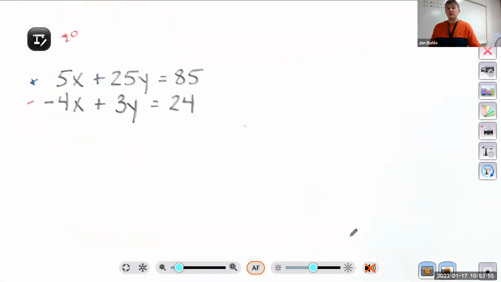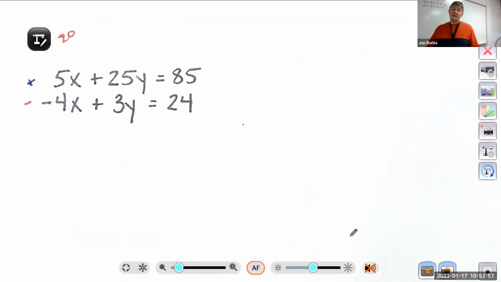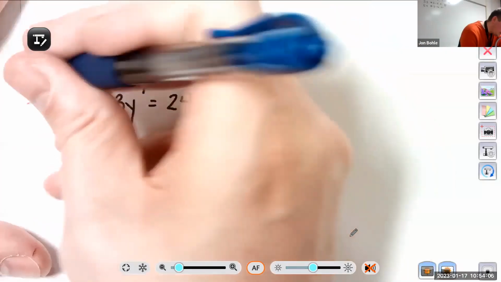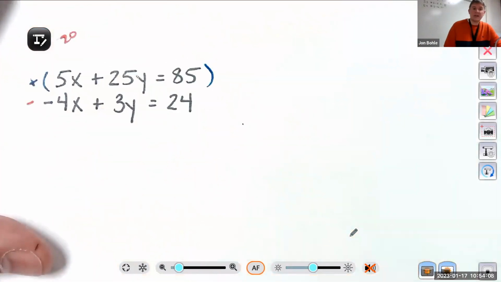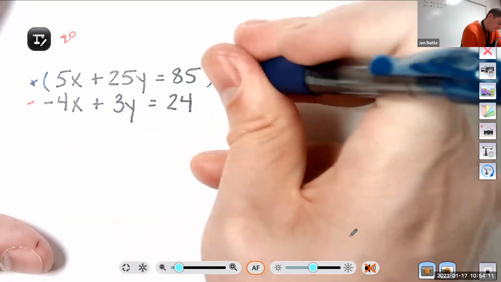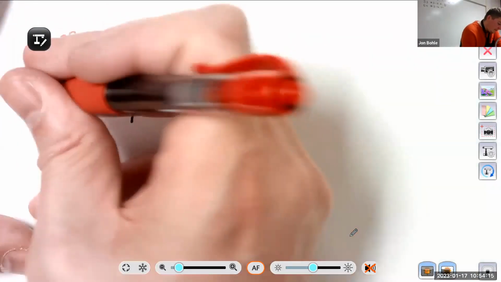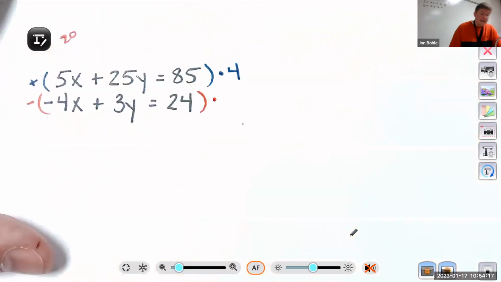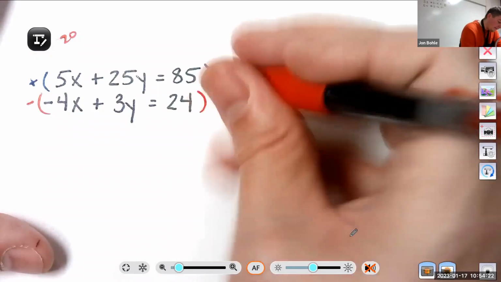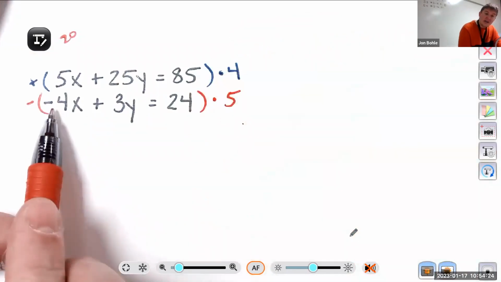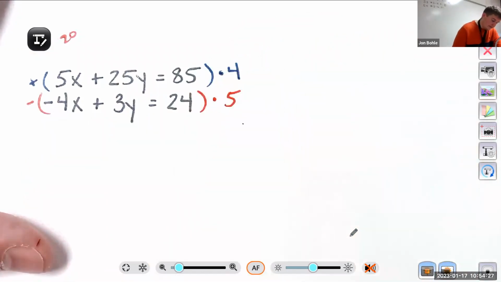Now you could choose the top one to be the negative one and the bottom one to be the positive one, and if you do everything right, you're going to get the correct answer still. I just think that this is less work. Okay, what do I have to multiply the top equation by to become positive 20x? And what do I have to multiply the bottom equation by to become negative 20x? Just 5. So notice since 1 was already negative, both of these numbers ended up being positive.